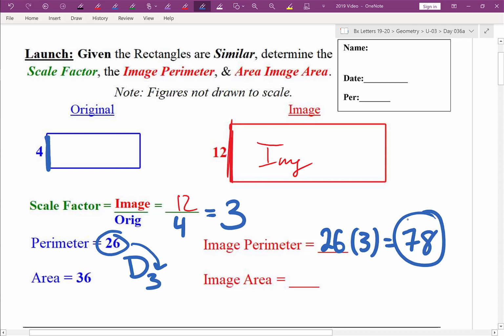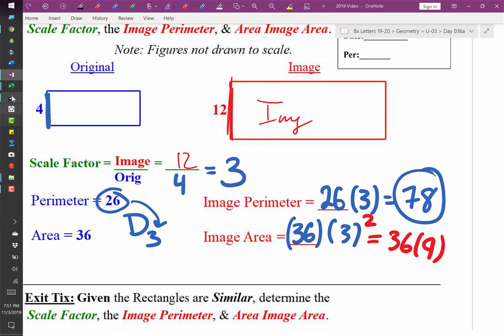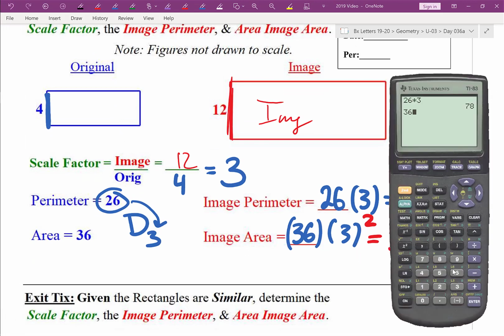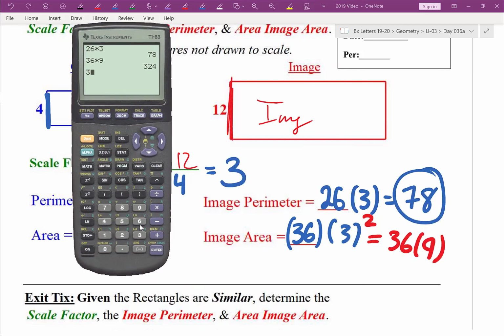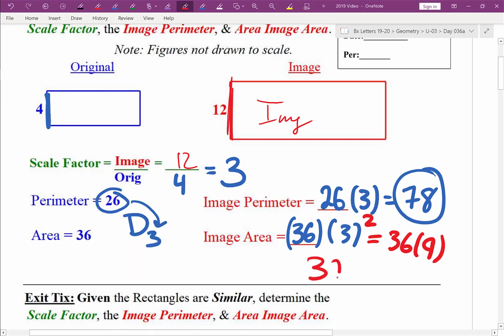Okay, area grows differently. We're going to write our original area, and we're going to write our scale factor. But we need to remember that it's the original area times the scale factor squared. So it's going to look like 36 times 9, or 3 times 3. And when we multiply that out, 36 and our scale factor squared, we're going to get 324. If you had 108, you forgot to square your scale factor. So 324 is our answer.